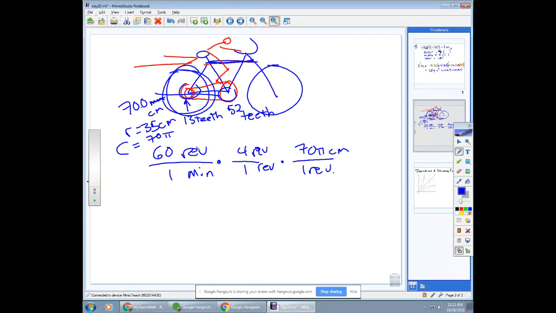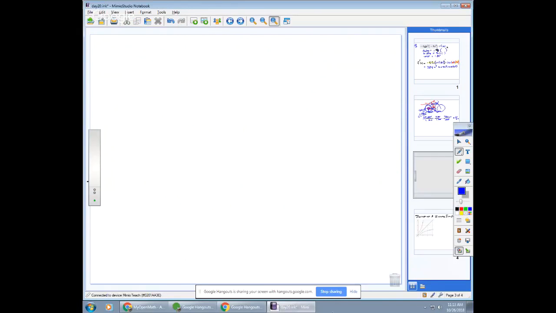So what this is going to give me is revolutions in front cancel revolutions in front, revolutions in back cancel revolutions in back. And that chain of derivatives is ultimately going to give me a speed in centimeters per minute of this bike moving along, which I can convert to miles per hour or whatever I want to do. Okay, so that's another example, which doesn't involve calculus, but it does involve functions and rates. All right, the bicycle chain rule.